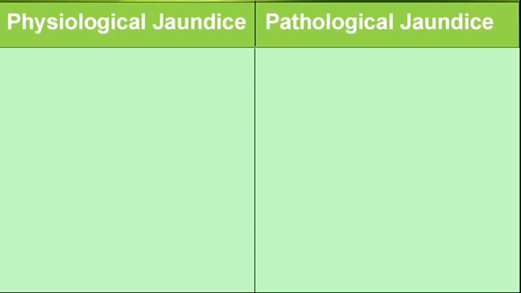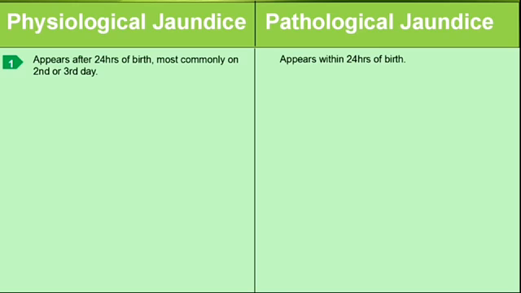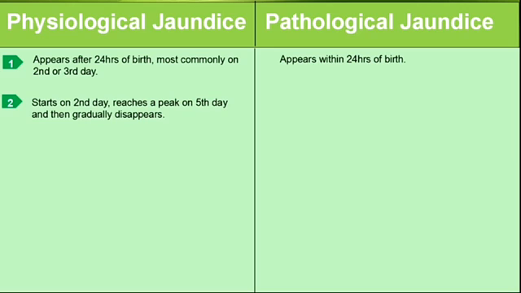Now let us see what are the differences. Physiological jaundice appears after 24 hours of birth, most commonly on second or third day. In case of pathological jaundice, it appears within 24 hours of birth. In physiological jaundice, it starts on second day, reaches a peak on fifth day, and then gradually disappears.